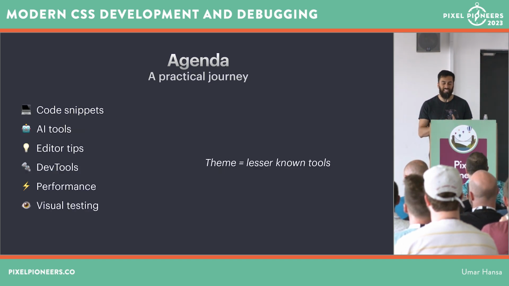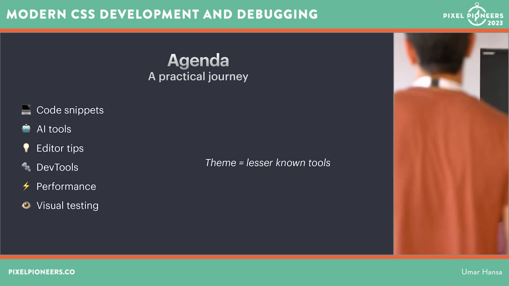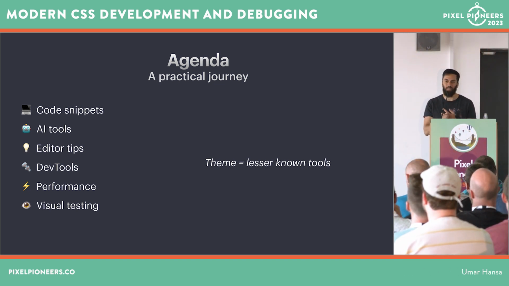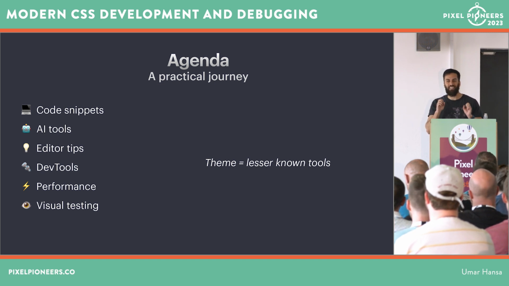The agenda for today is quite a lot of topics. There's code snippets, AI tools, editor tips and tricks, Devtools stuff, and performance debugging. And finally, we'll finish off with visual testing. Because there are so many topics in this one very short talk, I'm going to breeze past each topic like a scattergun, name-dropping different tools. Maybe you take some, maybe you absorb some, maybe you don't, and that's fine.